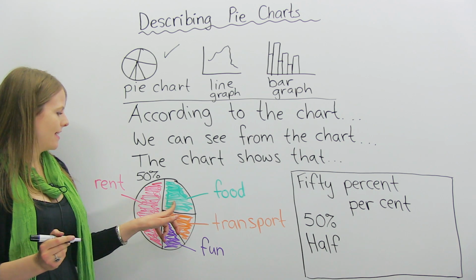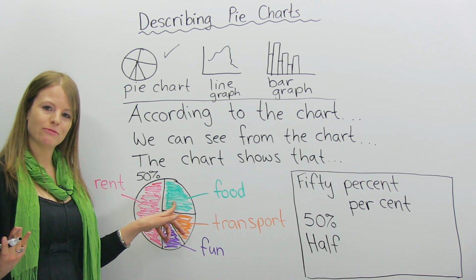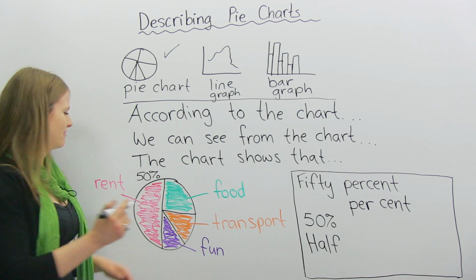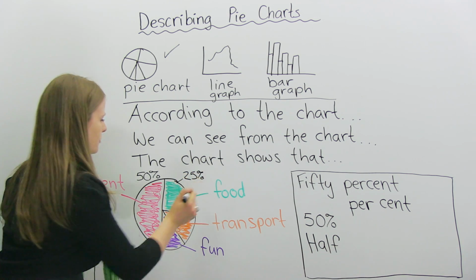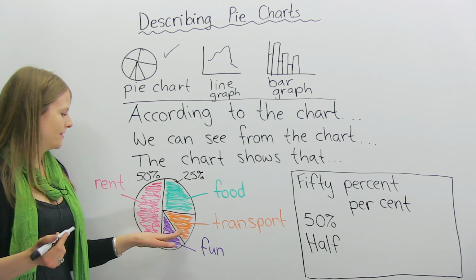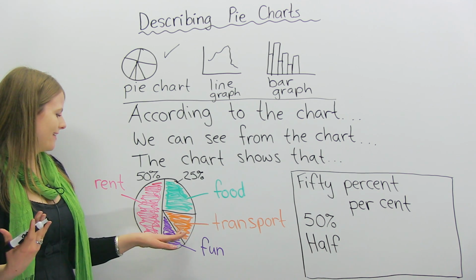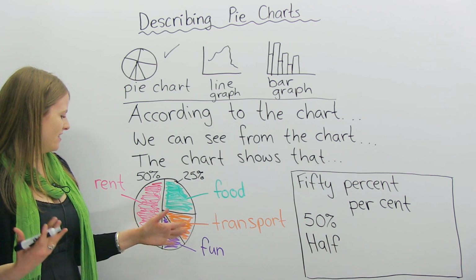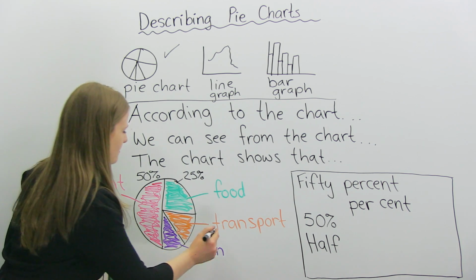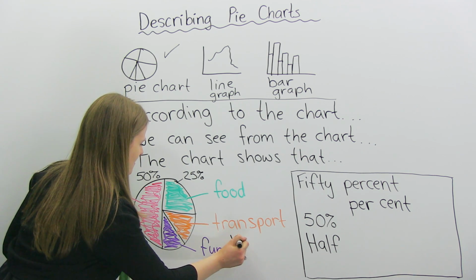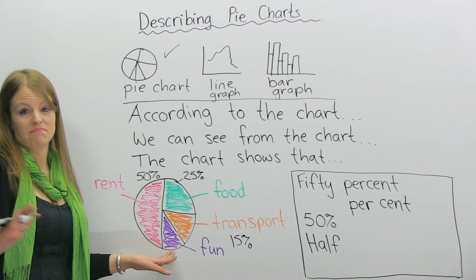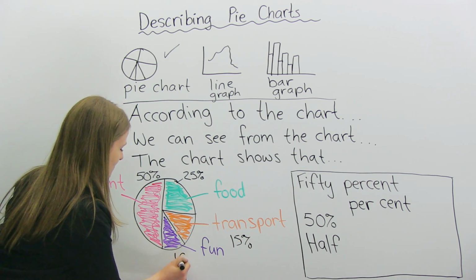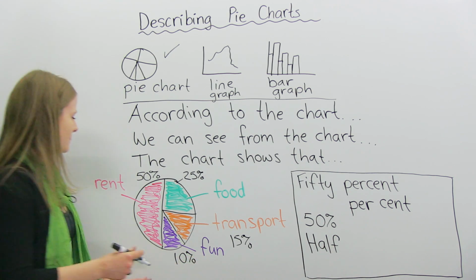Okay, and this, what does it look like to you? Maybe 25%. So food is around 25%. Transport, we might say, let's say 15%. And fun, maybe 10%, although we're not sure.